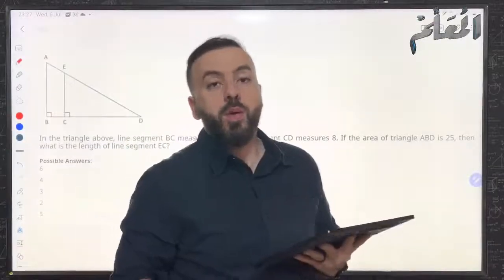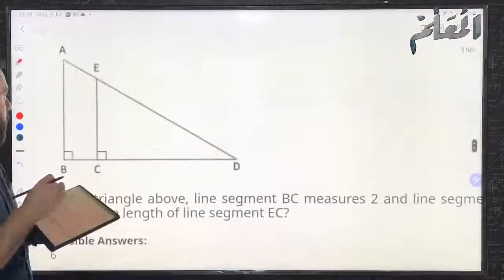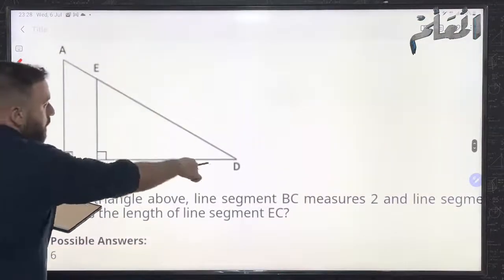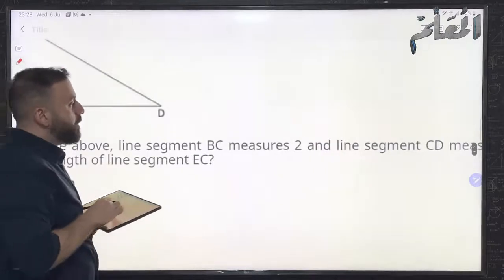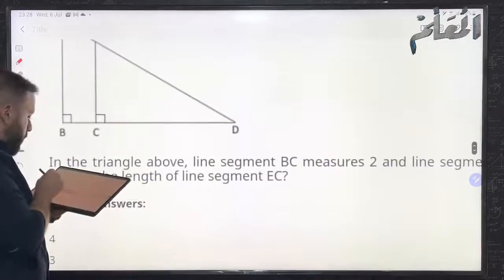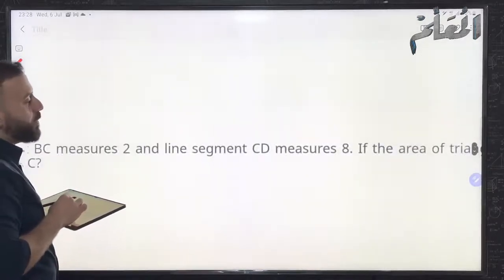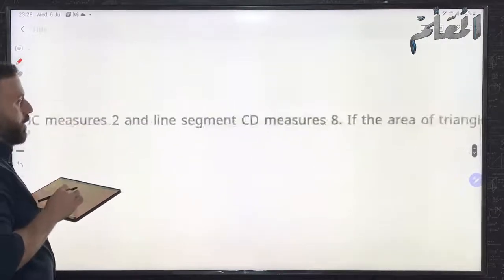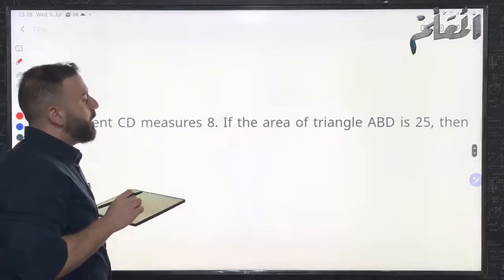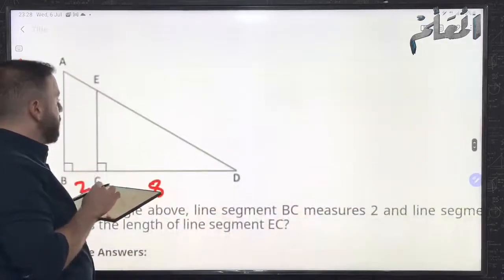Last question now. Okay, guys. Question 5. Now, I have this triangle, as you can see here. A, B, E, C, D. And in the triangle above, line segment BC measures 2. This is 2. Fine. And the line segment CD measures 8. This is 8. Okay. And after that, the area of the triangle ABD is 25.